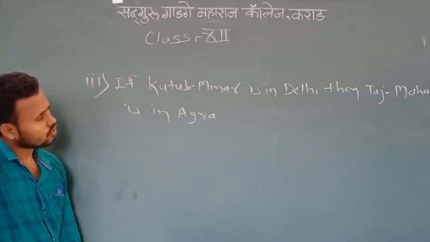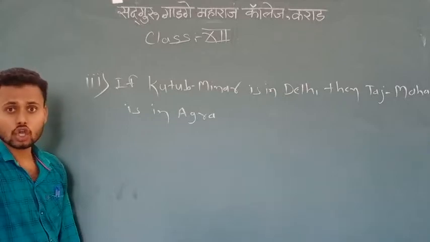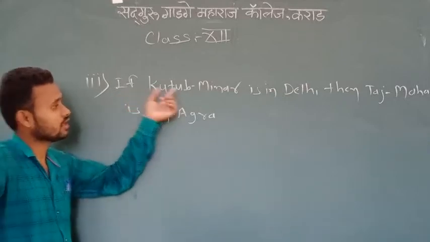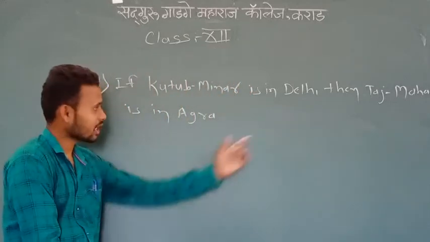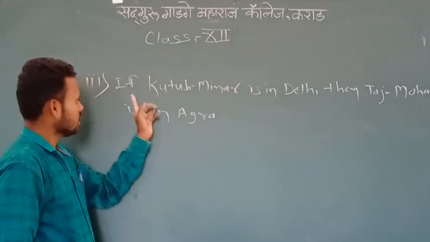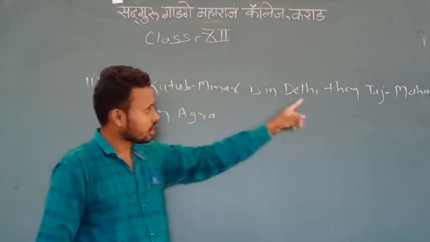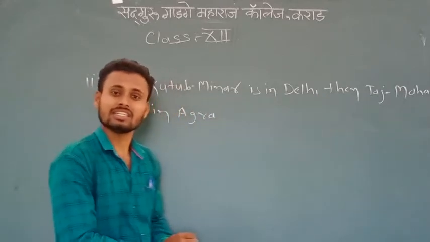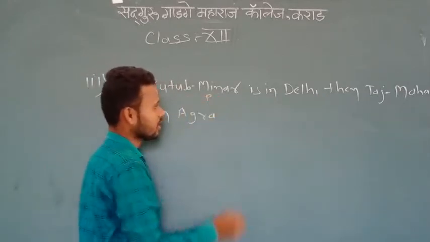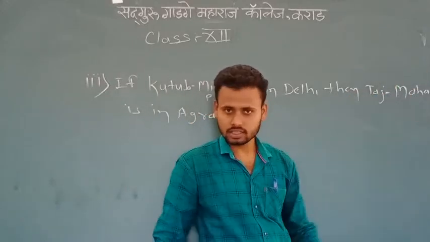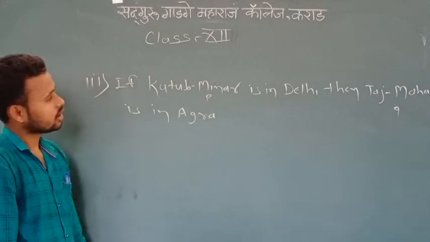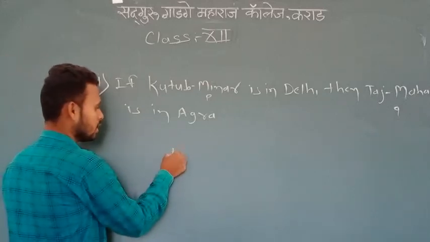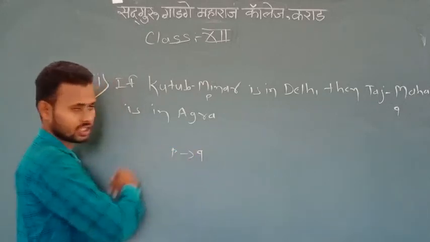Now first we observe that in the given statement the logical operator is 'if then'. So there are two statements: what comes after 'if' up to 'then' is the P statement, and what comes after 'then' is the Q statement. And we know that for 'if then' the symbol is P then Q, which is the required symbol.